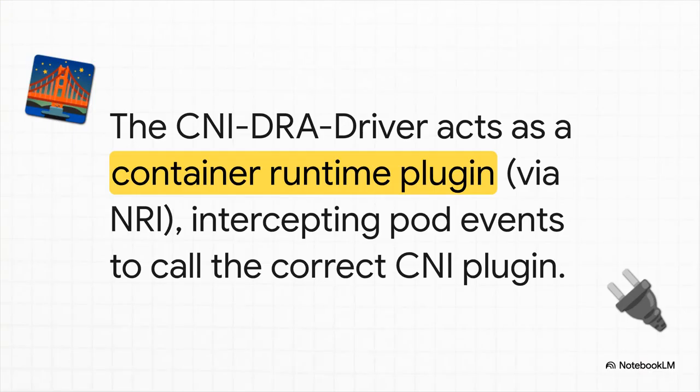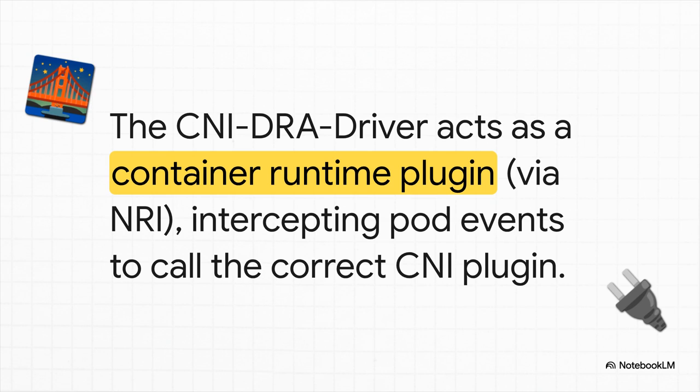So the crucial point is how this connection actually happens on the node. In this new world, the container runtime like Containerd no longer calls a CNI plugin directly for these advanced secondary network interfaces. Instead, this new component, the CNI DRA driver, slots itself in as an intermediary. It registers itself with the container runtime as a plugin using a nifty piece of tech called NRI, the Node Resource Interface. This registration gives it the power to intercept pod lifecycle events.